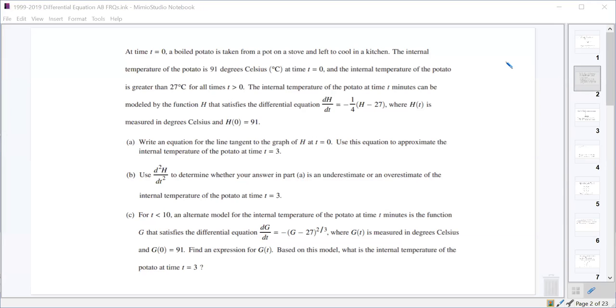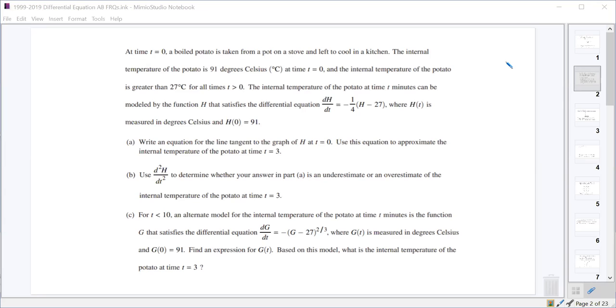And we know that it gives us this differential equation to model the internal temperature of the potato. They're saying the internal temperature of the potato is H, where dH/dt is equal to negative 1/4 of (H minus 27). So if we wanted to find a function to represent the temperature of the potato, we have to integrate this, right? That's how a differential equation works. We integrate dH/dt to get H. Everybody good with that? Okay.